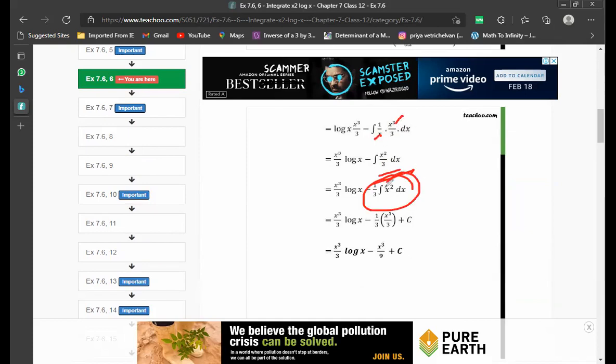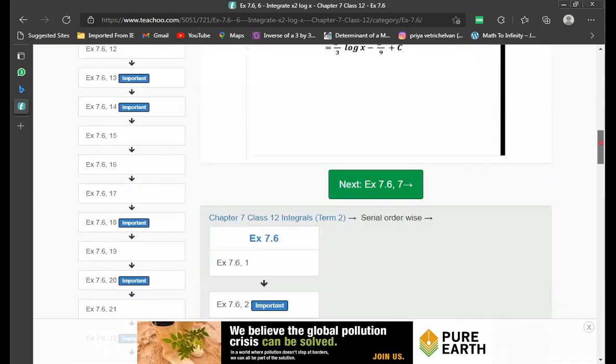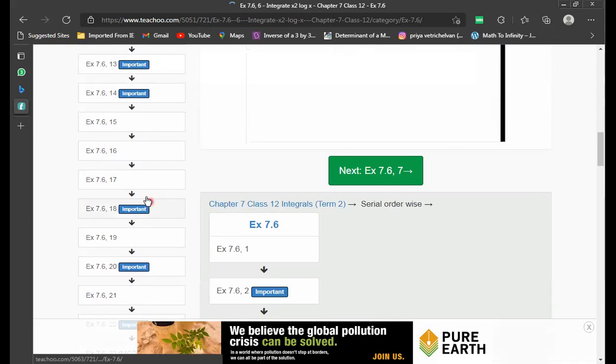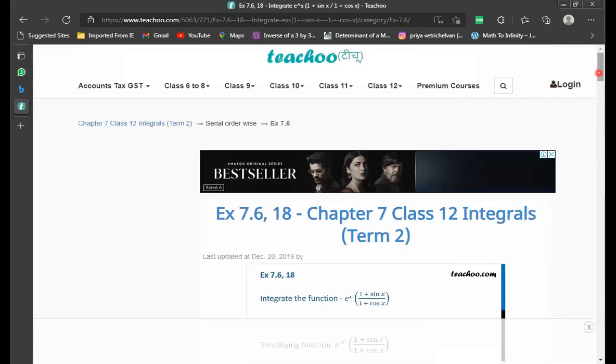Again, you will integrate it. Take the 1 by 3 outside. x square will become x power 3 upon 3, plus c. So we'll solve this exercise according to the highlight rule.